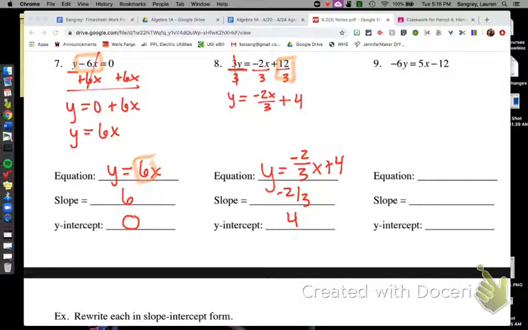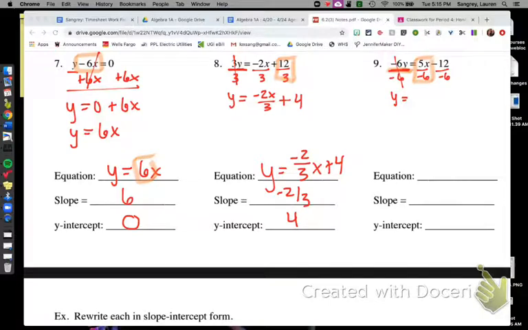I'll do number 9 as well, but if you feel like you get the hang of this, go ahead and skip the video until you get to the back side. So for number 9, we ask ourselves, is y alone? The answer is no, because there's a negative 6 in front. So that's multiplication, negative 6 times y. So to undo that, we have to divide. But we have to divide every single term. So the negative 6's cancel and we have y equals.